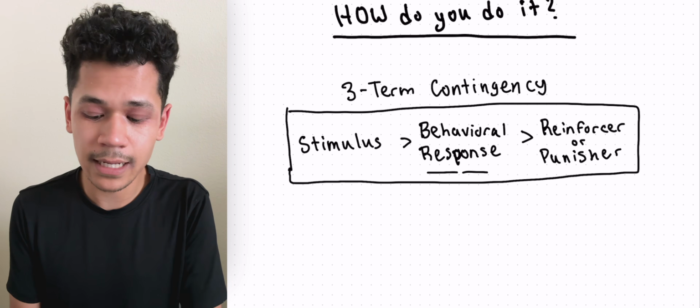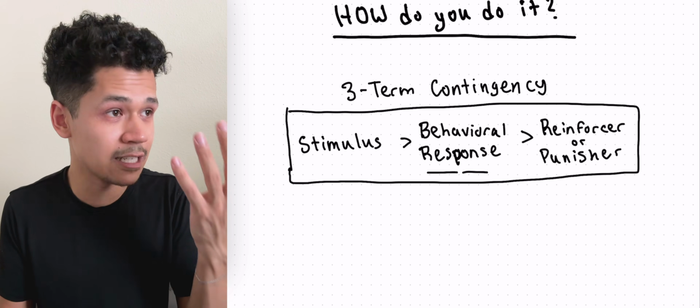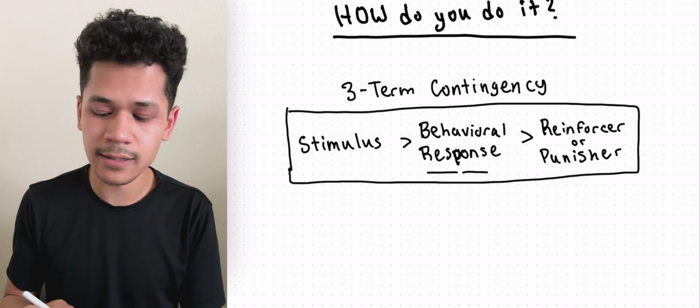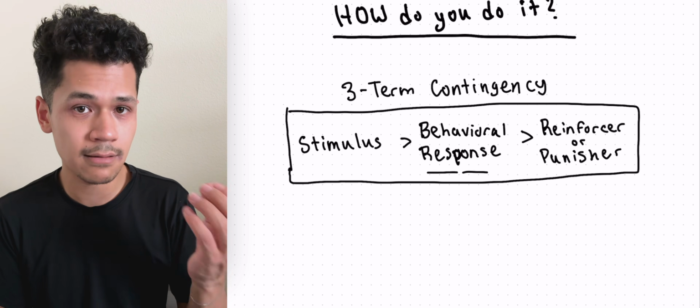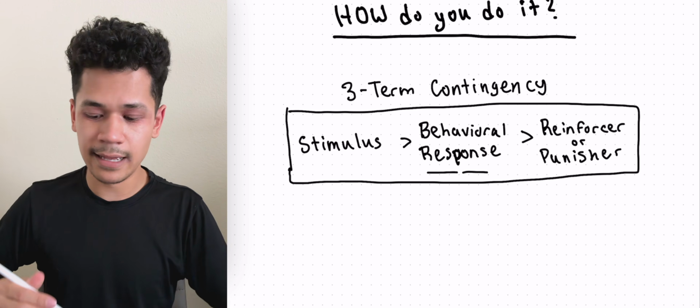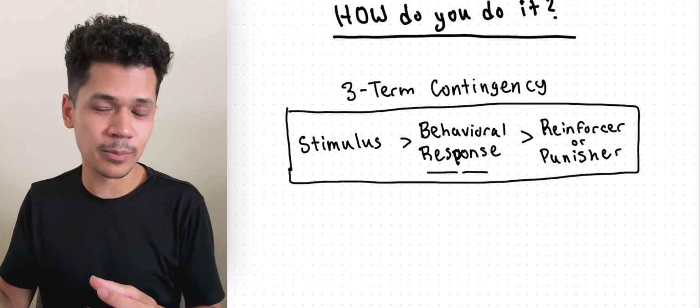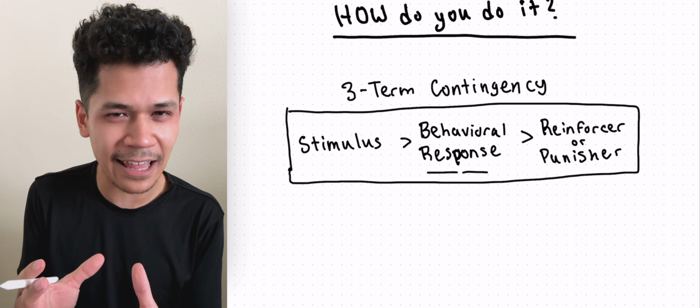The first component is the stimulus. The stimulus is the thing that your dog is presented with. The behavior response is how they choose to behave in response to that stimulus. And the reinforcer or the punisher is the thing that happens after the behavior that will determine whether or not they repeat that behavior again, right?